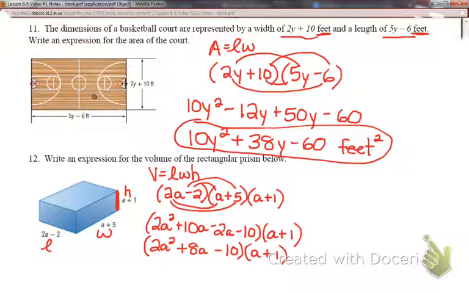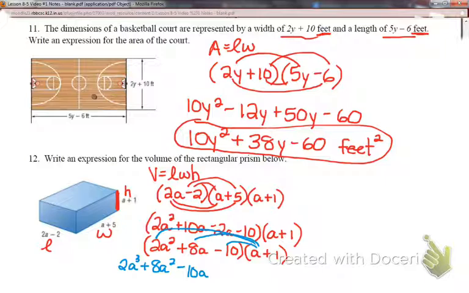So I'm going to start with the a and take it times each item inside of that trinomial. So that will give me, let's see, a times 2a squared. So that's 2a to the third. And then a times 8a, that would be a plus 8a squared. And then a times negative 10 would be negative 10a. I hope I said that right. 2a to the third plus 8a squared minus 10a.